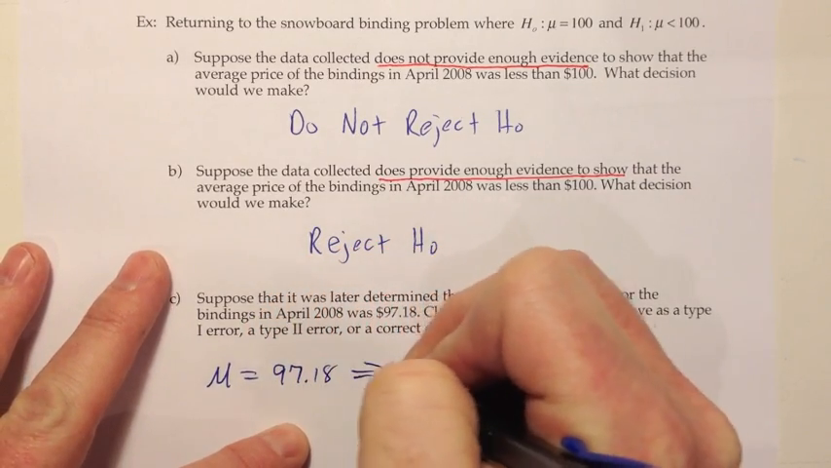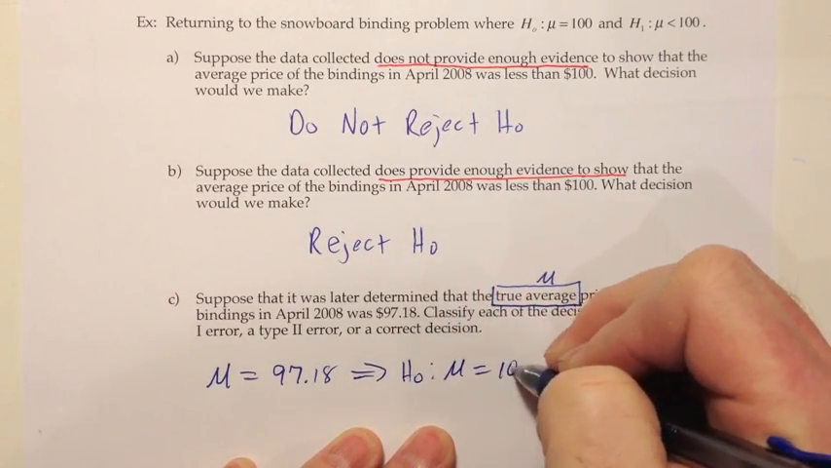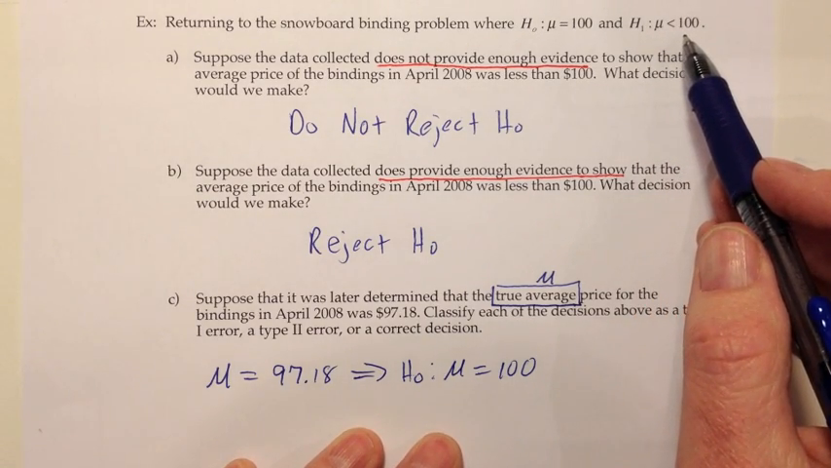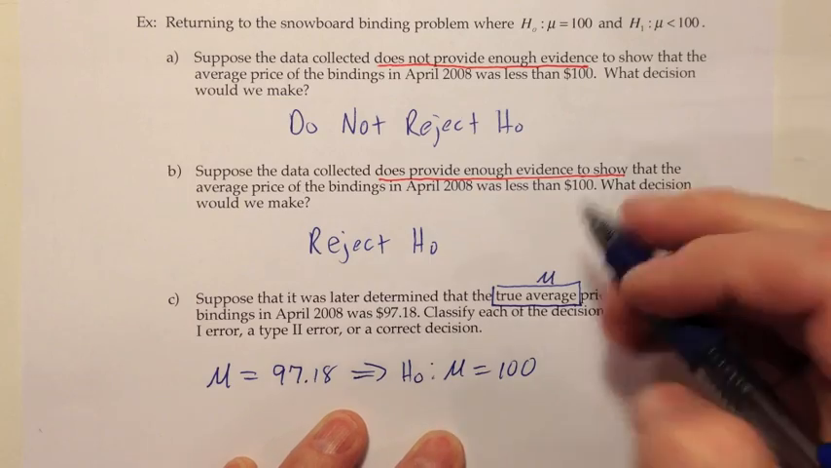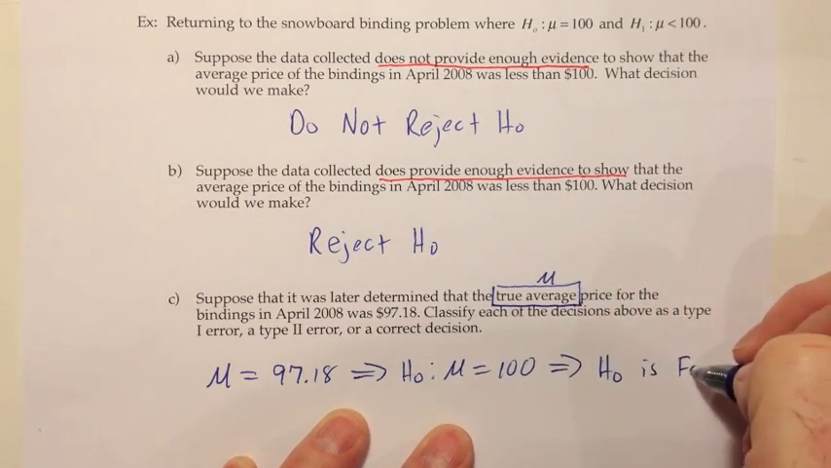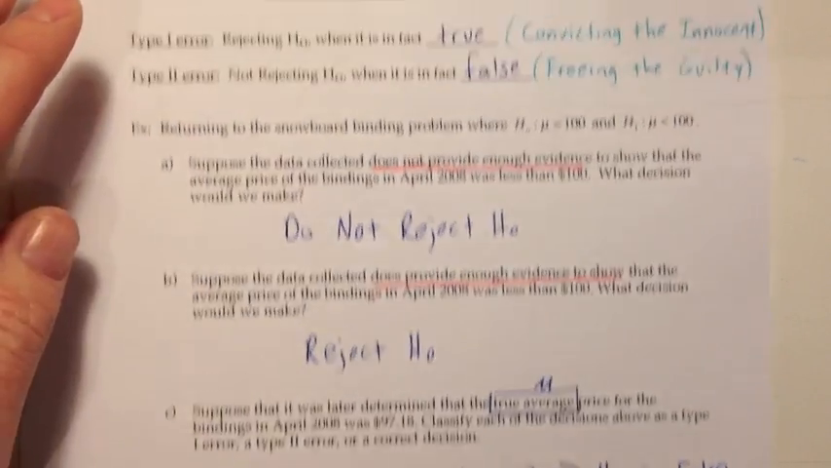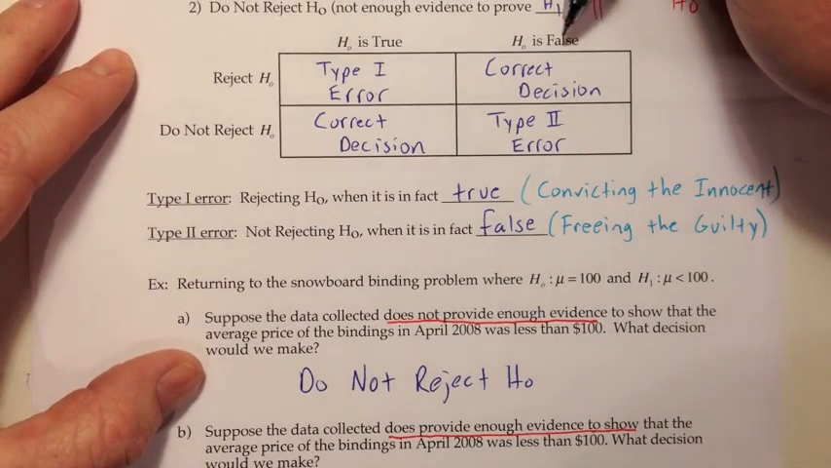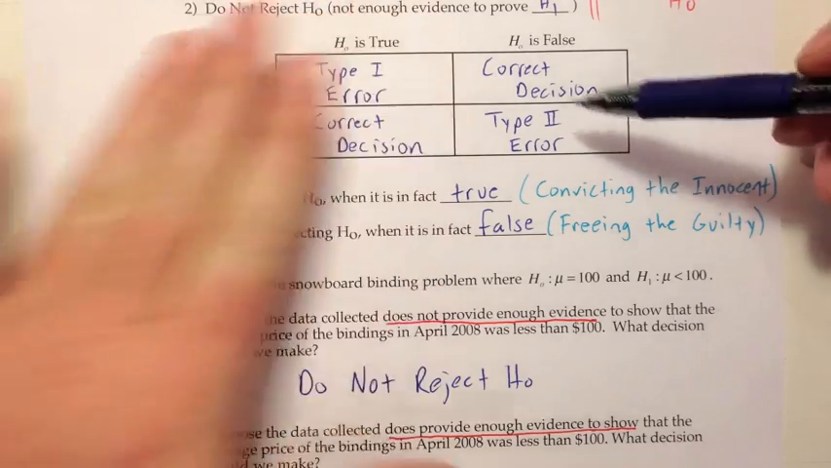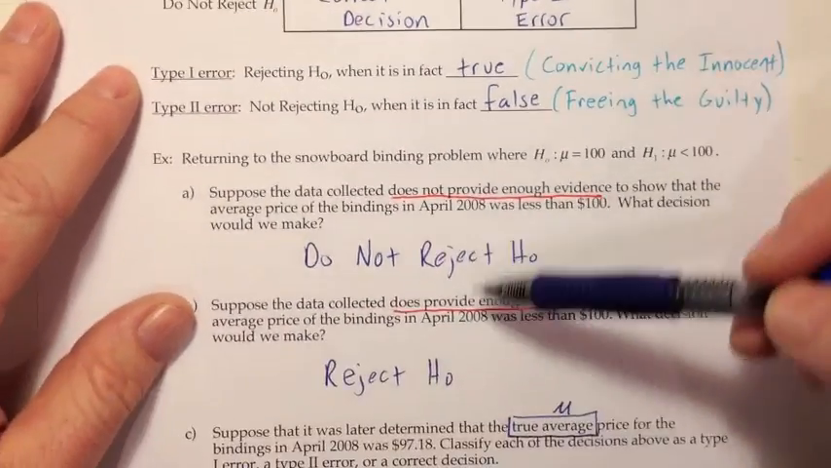And if mu is 97.18, that means that H0, that stated that mu was equal to 100, would be a false claim, and H1, that says mu is less than 100, would be a true claim because the truth is less than 100. And so we're in the situation here where H0 is considered false. So what does that mean about the way this test is going to turn out? Well, if we go to the chart, if H0 is false, you could make a correct decision or you could make a type 2 error. You can't land over here because that only applies when H0 is true. So it's either going to be a correct decision or a type 2 error for each of these.